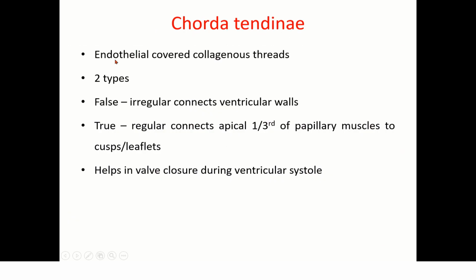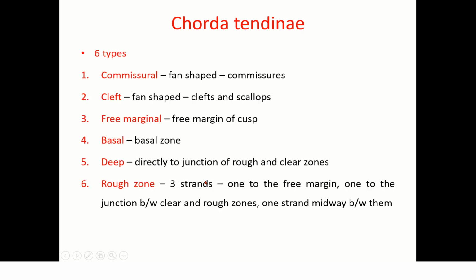Chordae tendineae are endothelial covered collagenous threads, of two types: false, which are irregular and connect ventricular walls; and true, which are regular and connect the apical one-third of the papillary muscles to the cuspal leaflets. So these help in valve closure during ventricular systole.